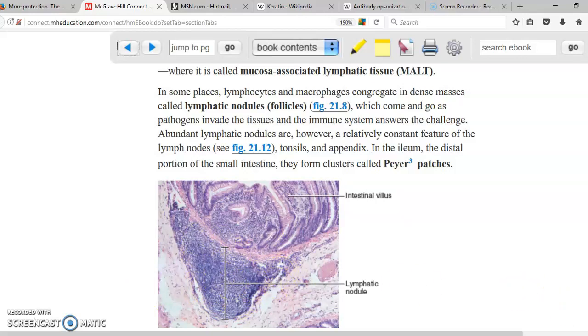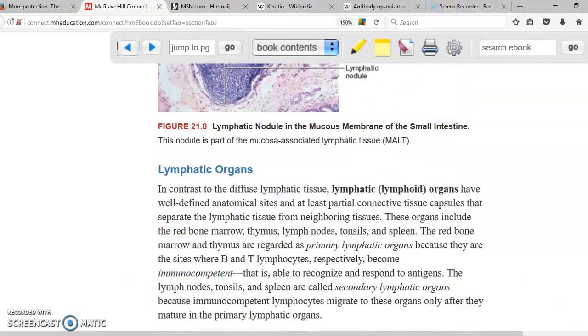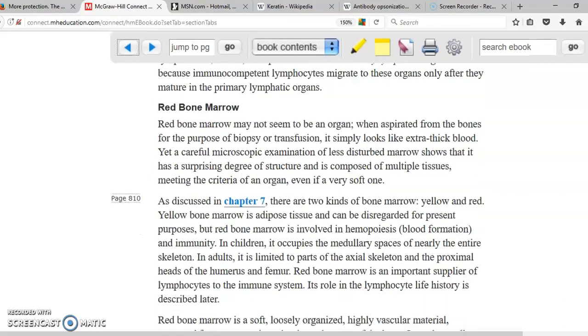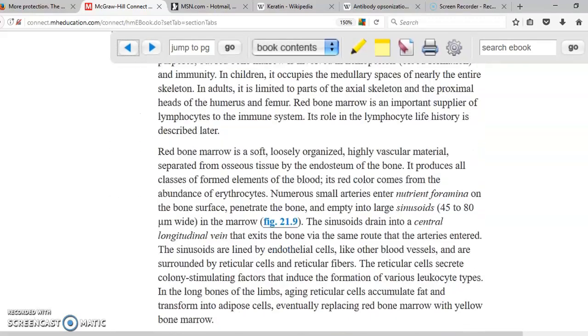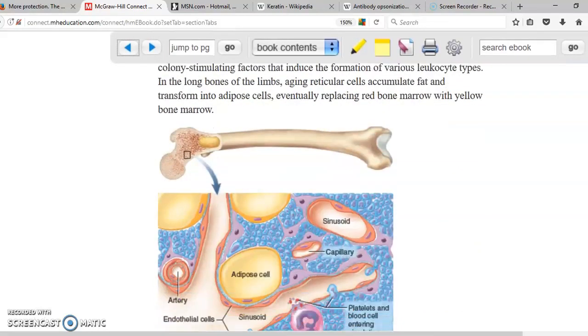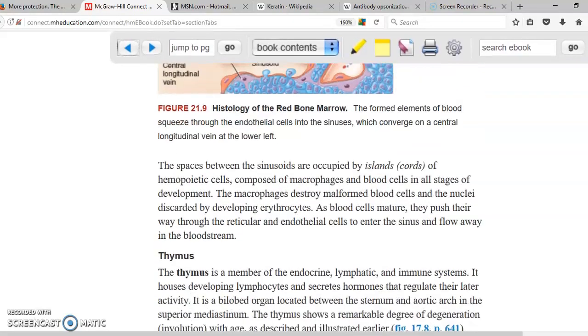Okay, so if we keep scrolling down, the lymphatic organs. The first one that we're going to have in here is going to be the bone marrow. Obviously, the bone marrow is going to be here because the bone marrow is where the white blood cells are going to be created. So if we keep scrolling down, you can see there the bone marrow. Okay, the next one is the thymus.